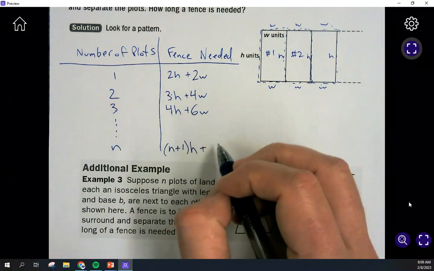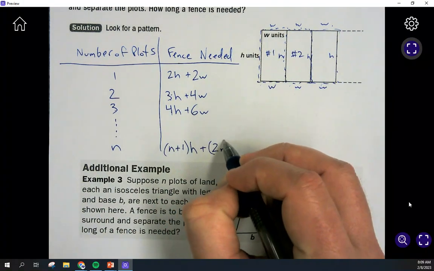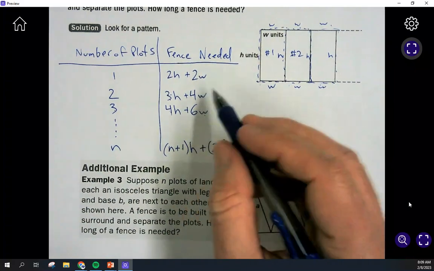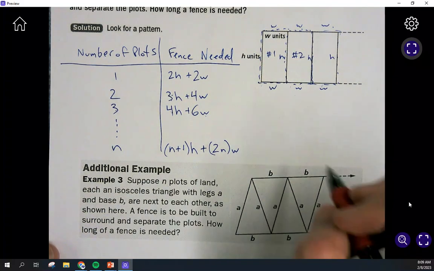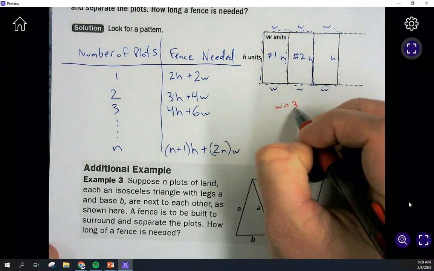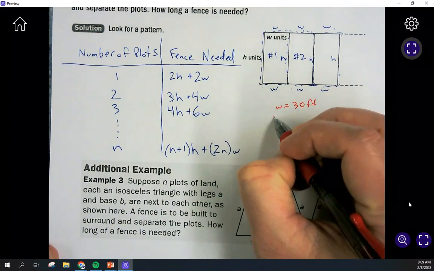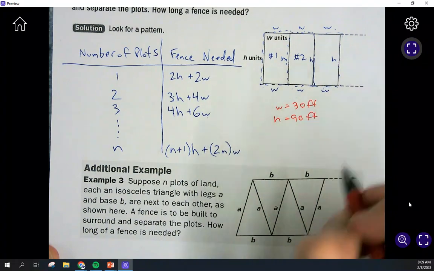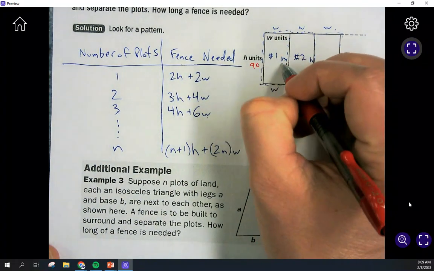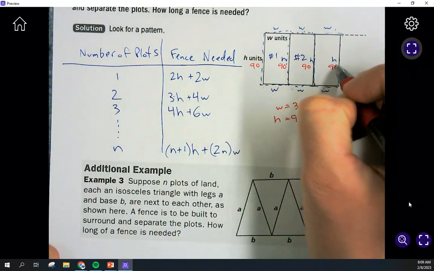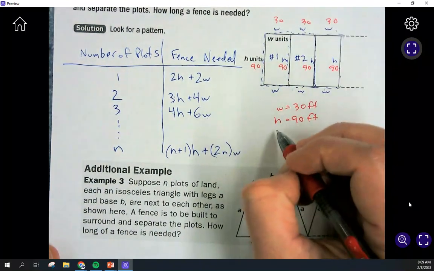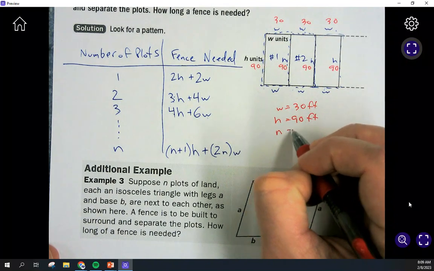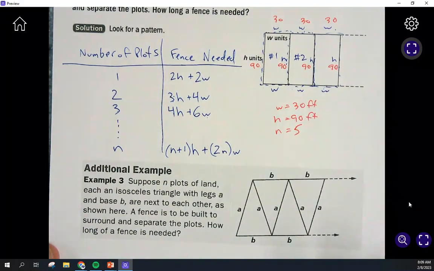So this represents 2n. I'm going to put in parentheses just so we can separate it. And that gets multiplied times W. So if I actually had some numbers here, like let's pretend that W was 30 feet and H is 90 feet. So all of these are 90, 90, 90, 90. And all of these are 30, 30, 30. And let's say the number of plots that I needed here was 5.